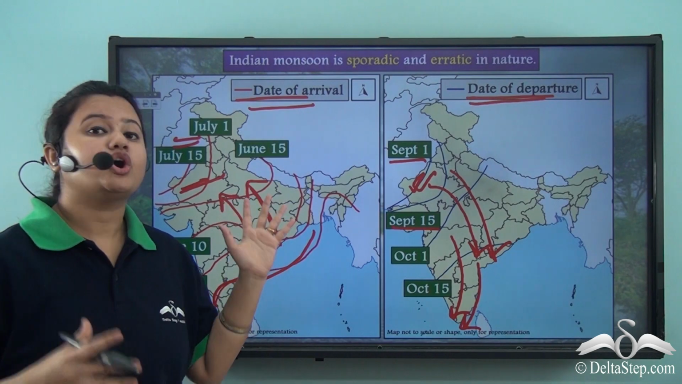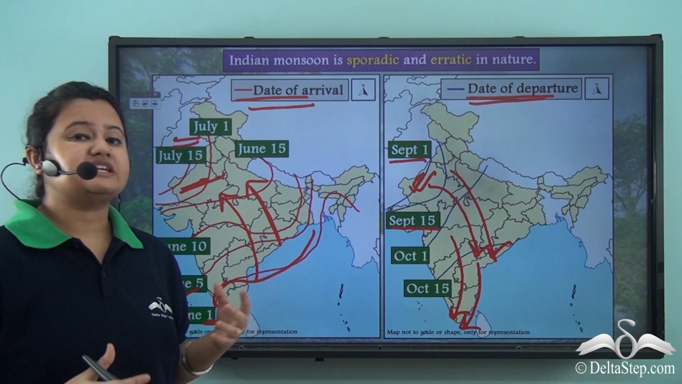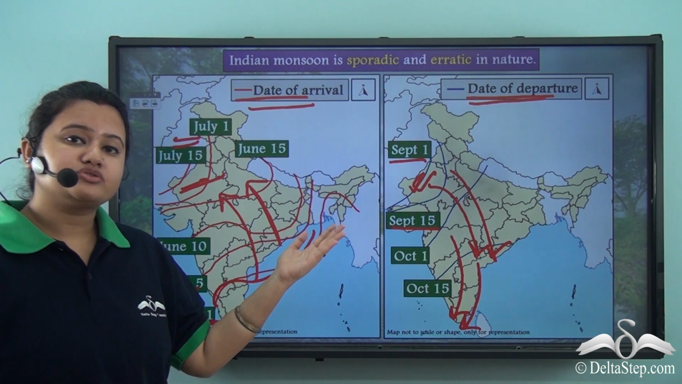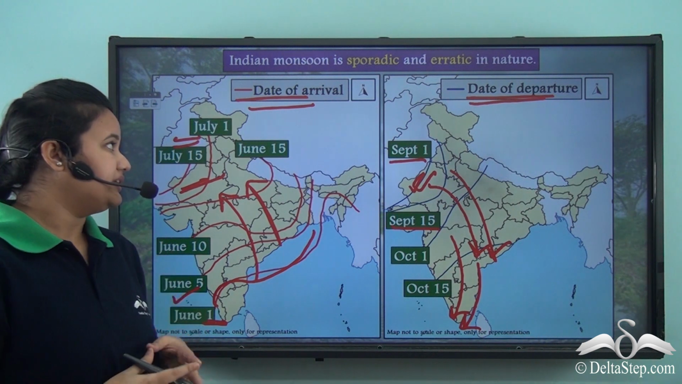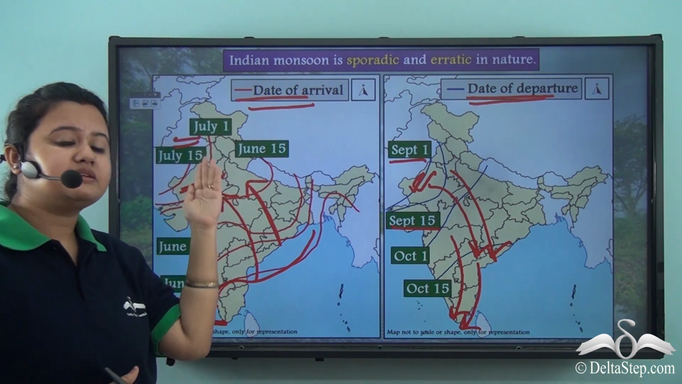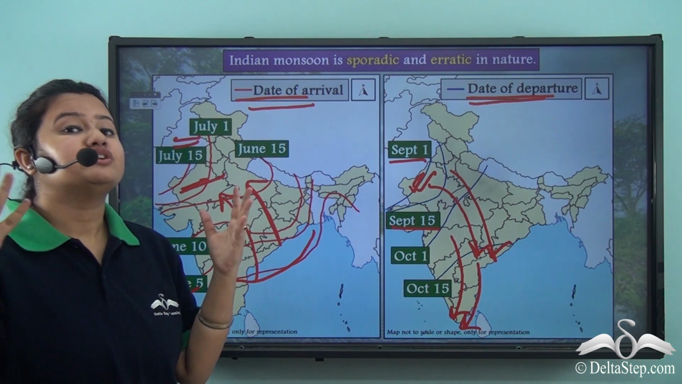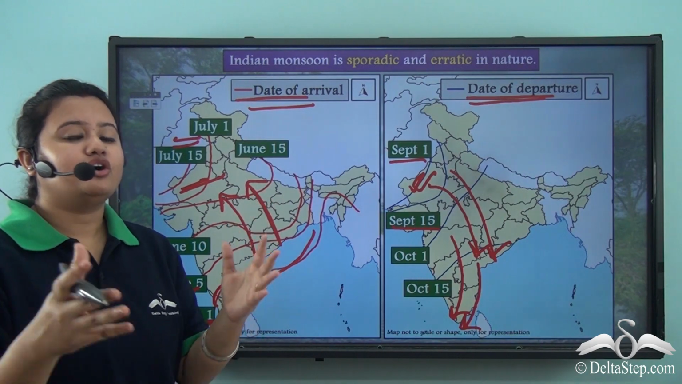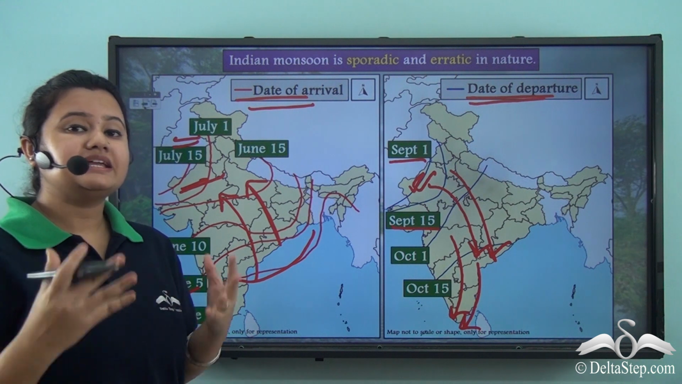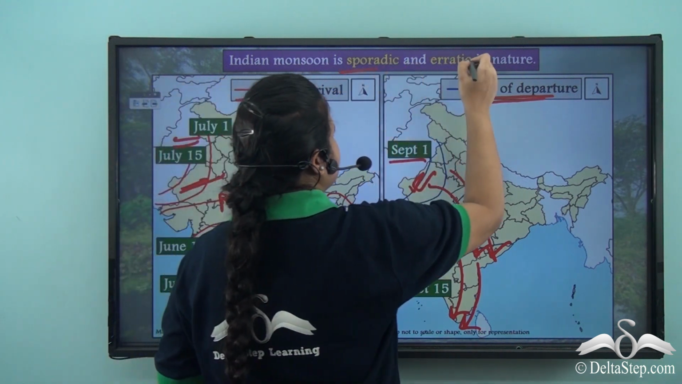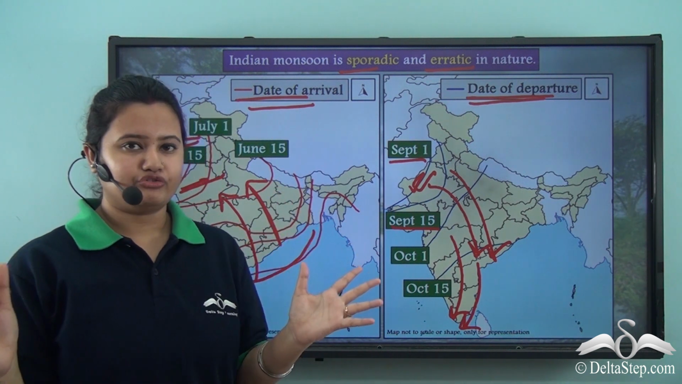So this is the pattern or timing of monsoon winds. We learned that the southern part of India is the first to receive the monsoon winds and the last to witness the withdrawal of monsoon winds, whereas the northernmost or the northwestern part of India is the last to receive the monsoon winds, whereas the first to witness the withdrawal of monsoon winds. So by studying these two maps, we can conclude that Indian monsoon is sporadic and erratic in nature, which means that it is uneven and non-uniform.